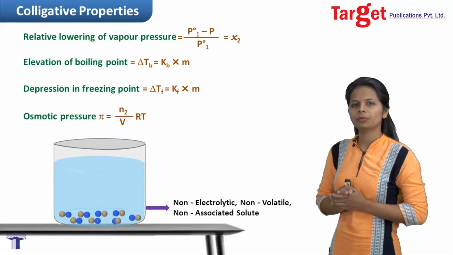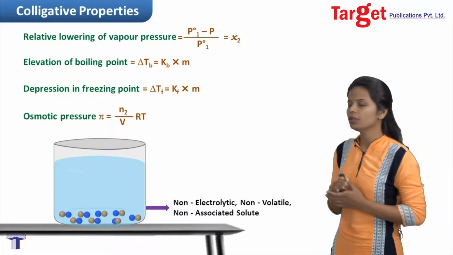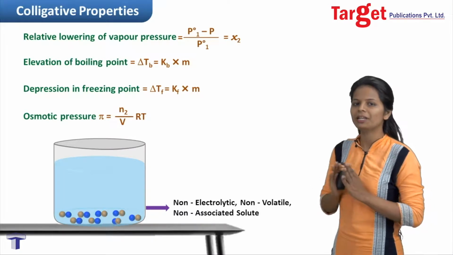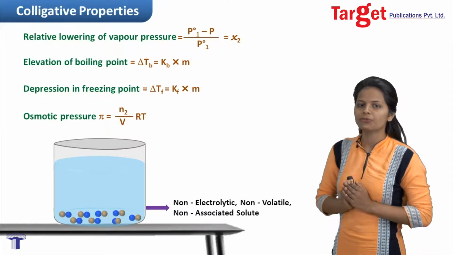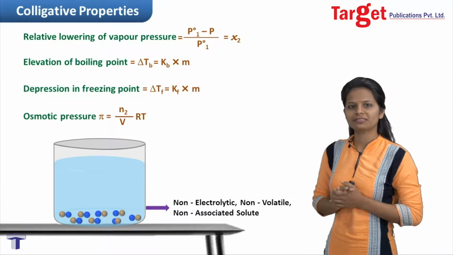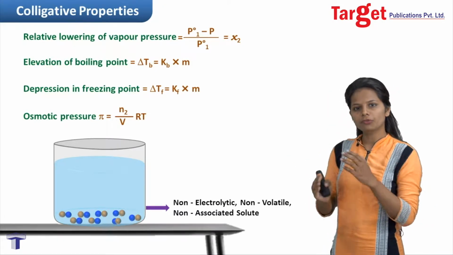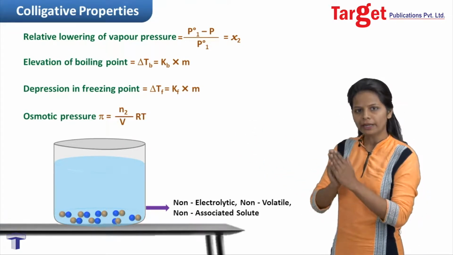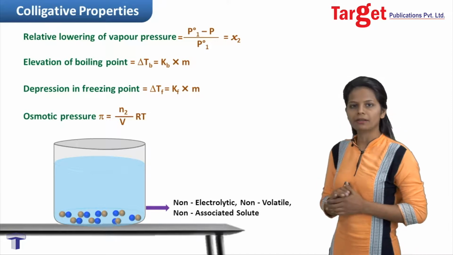The third colligative property was depression in freezing point, for which we found the expression delta Tf is equal to Kf multiplied by m, where Kf was the cryoscopic constant. And the final colligative property that we had studied was osmotic pressure, for which we found the expression pi, which is osmotic pressure, equal to n2 by V multiplied by RT.